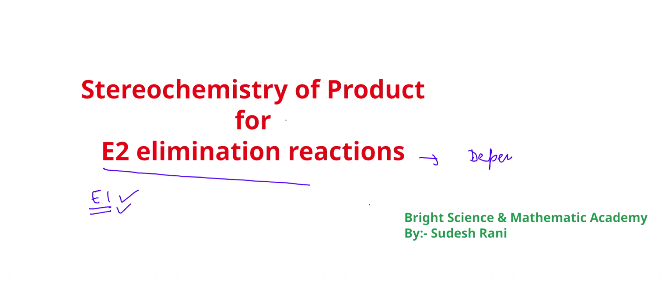So before starting E2 elimination reactions, I will give a brief introduction to the E1 elimination reaction and what kind of stereochemistry the products have in an E1 elimination reaction. Then we will move to E2.